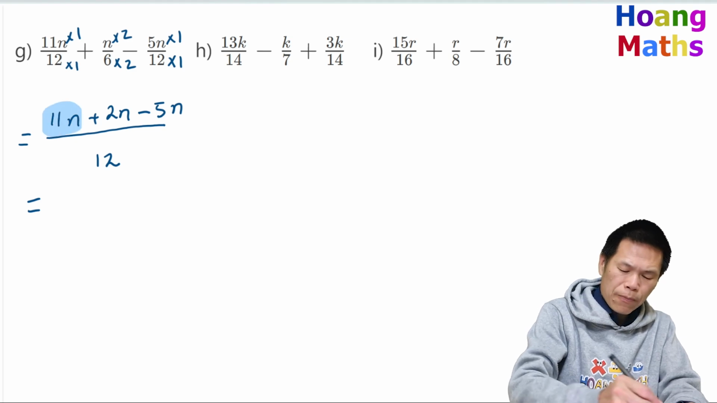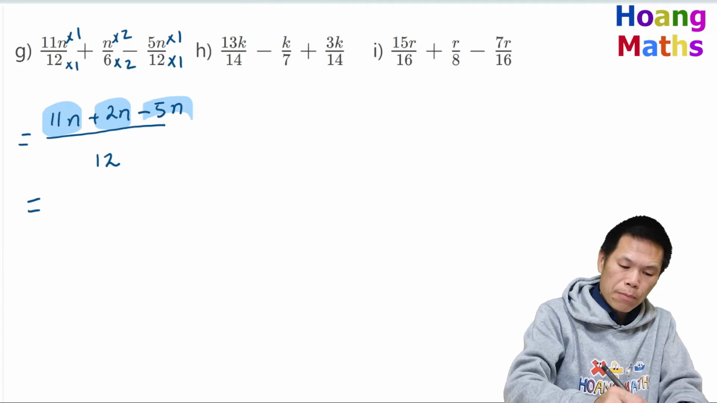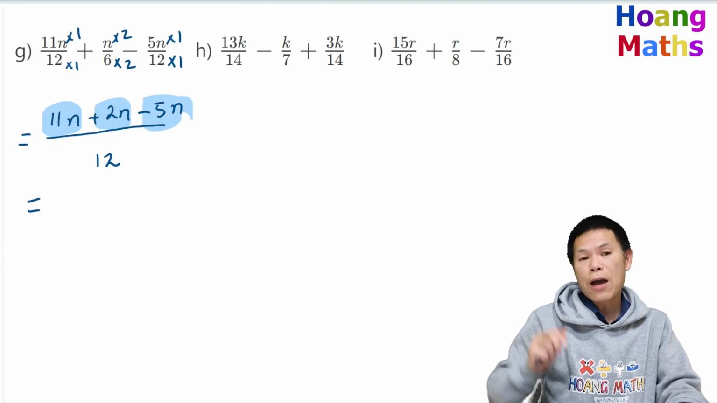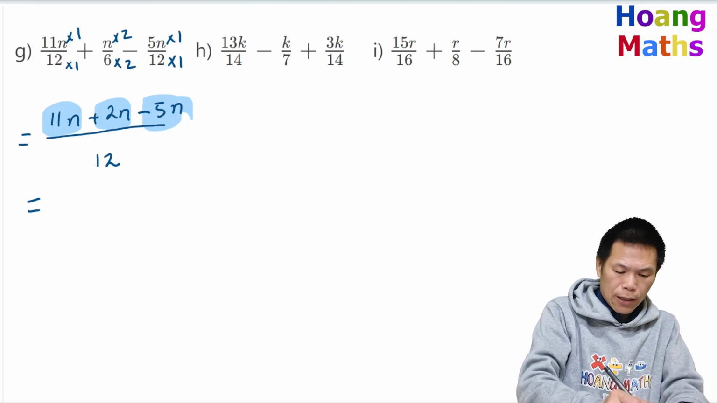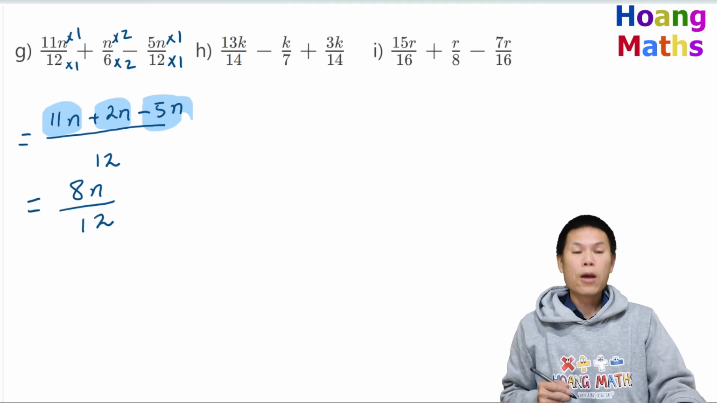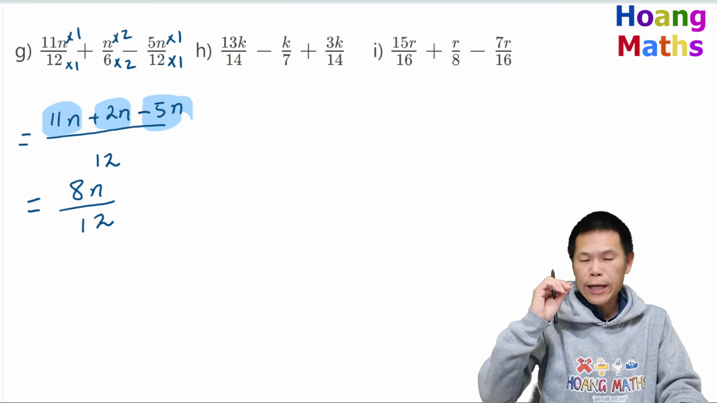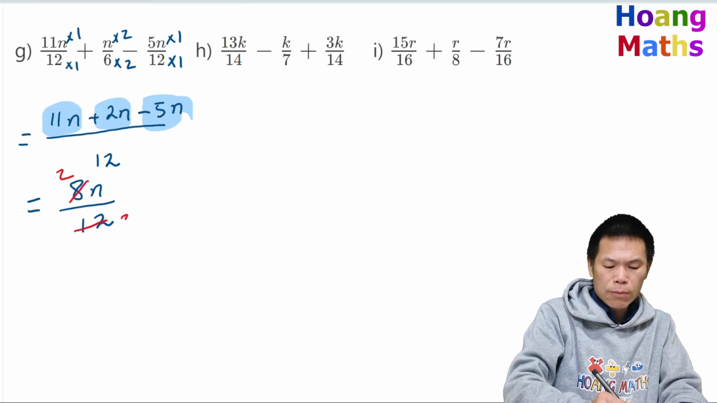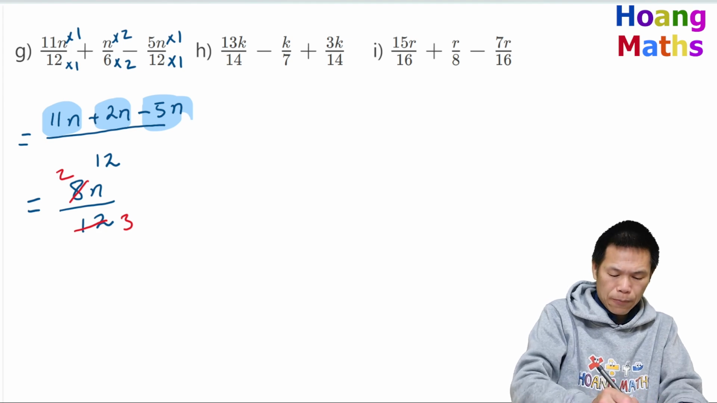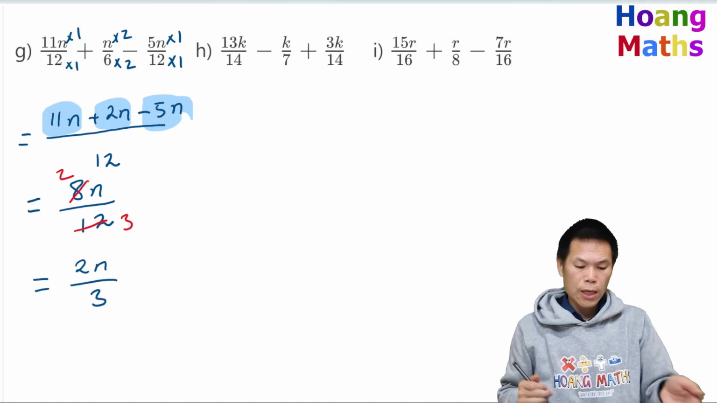So now I just collect the like terms. We have 11 plus 2. That gives me 13. 13 minus 5 is 8. So the answer is 8n over 12. But then 12 and 8 both can divide by 4. So 8 divided by 4 gives me 2. 12 divided by 4 gives me 3. So the answer is equal to 2n over 3.